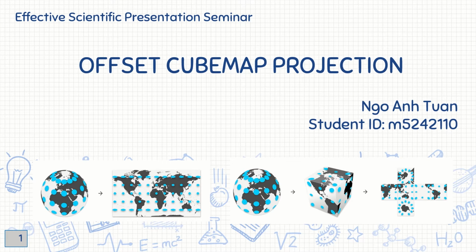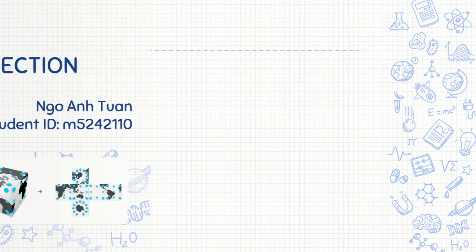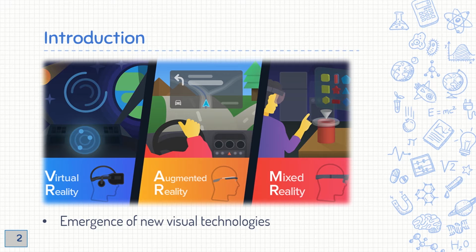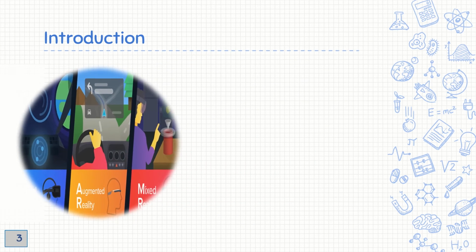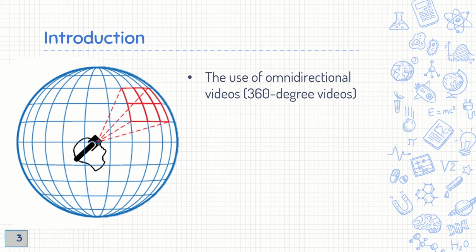Offset QMap projection was the topic of my graduation thesis, and now it has become our exclusive technology to provide you the best experience with virtual reality. So, nowadays, new visual technologies, especially virtual reality, have emerged and bring us a lot of amazing benefits. This technology makes use of omnidirectional videos or 360-degree videos, where the users can only see a part of the video at a time, and the view can change to adapt to users' head movement.